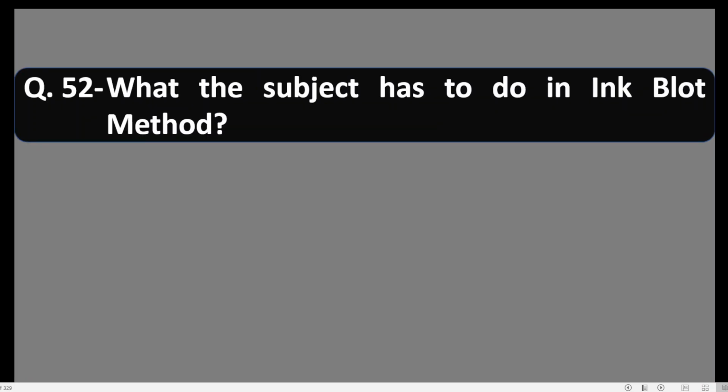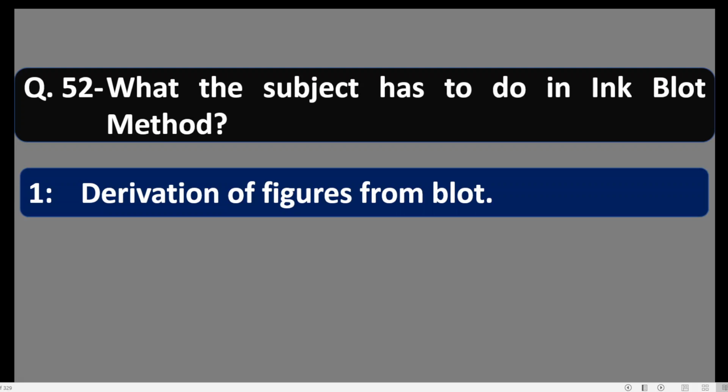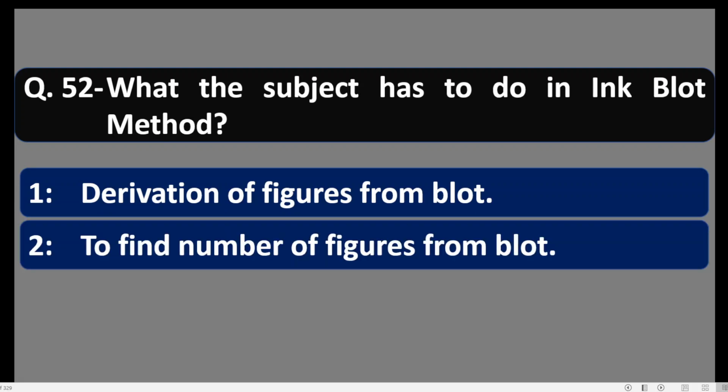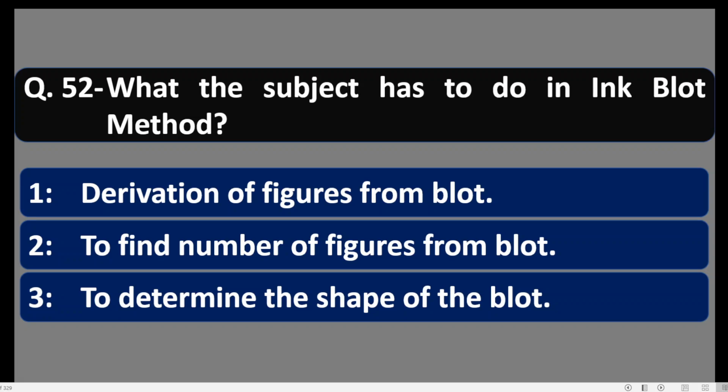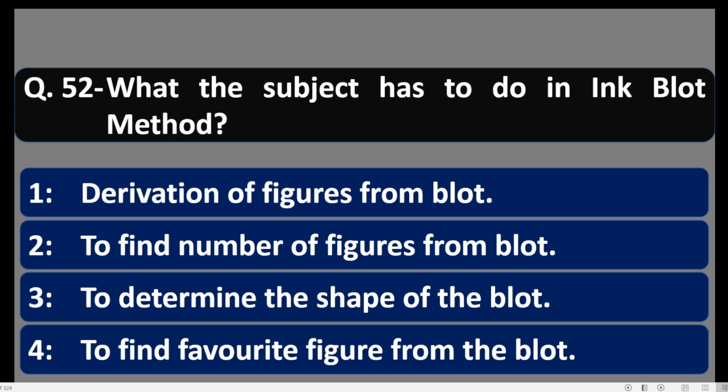Question number 52. What does the subject have to do in the ink blot method of personality measurement? Derivation of figures from the blot, finding the number of figures from the blot, determining the shape of the blot, or finding a favorite figure from the blot. So the subject has to derive the figures from the blot. It is the correct response. Option number 1 is correct.